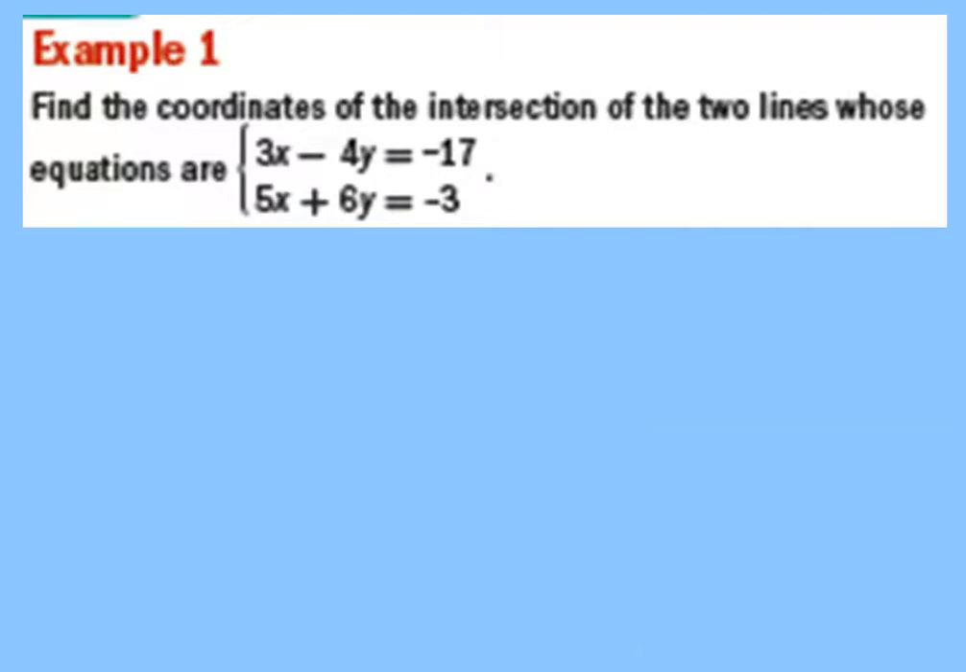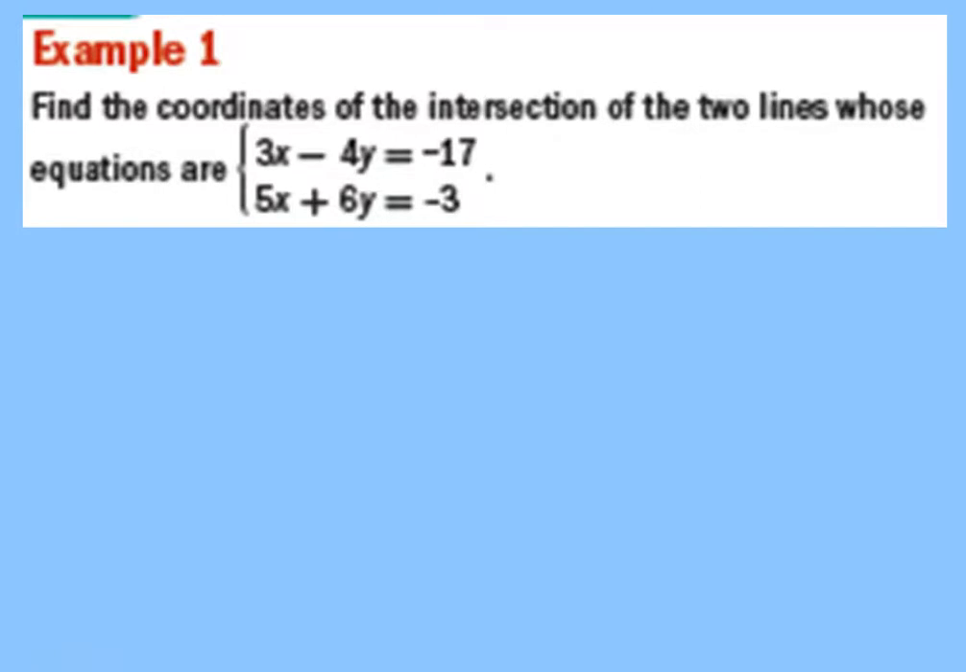We're given two equations, and we must determine at what point those two lines intersect on the coordinate plane. The example is finding the coordinates of the intersection of the two lines whose equations are 3x minus 4y equals negative 17 and 5x plus 6y equals negative 3. We're going to find that intersection point by elimination, or addition.